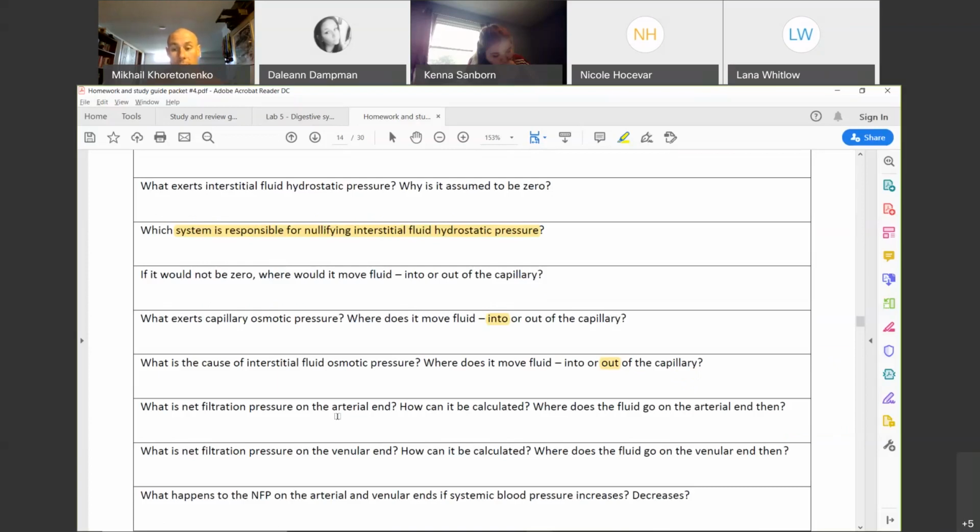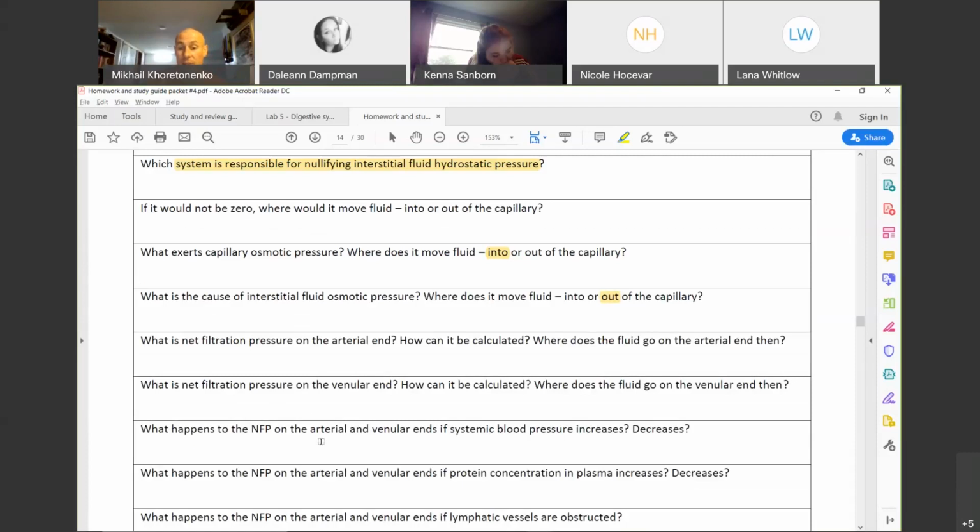And fluid on the arterial end goes into the tissue. Filtration pressure on the venular end is -8 on the slide. Negative means that the fluid goes back into the blood. And remember, there's a difference, like 10, -8. So some of the fluid stays in the tissue and drains into the lymphatic system. So you have a constant flow of fluid through the tissues. That removes all the crap and dead cells and stuff.